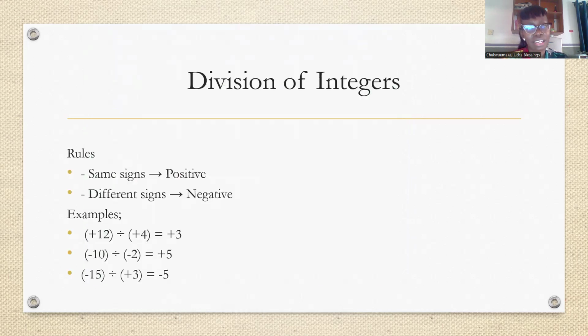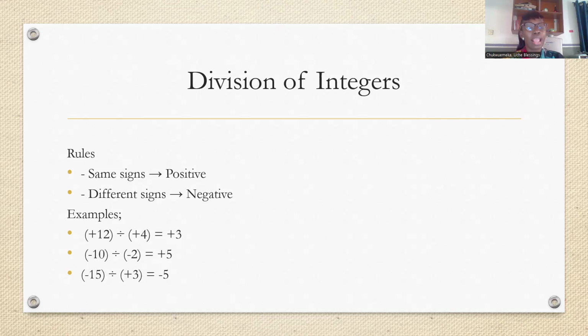This is for dividing integers. Same signs will lead to positive and different signs will lead to negative. Examples: plus 12 divided by 4 will give us plus 3. All right? Minus 10 divided by minus 2 will give us plus 5. You can see at the end, we still have the same values for division. The value being divided is not affected, but what is important is the sign.